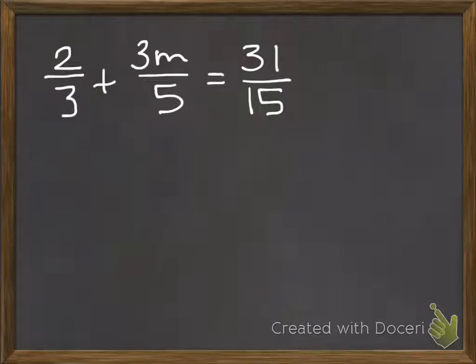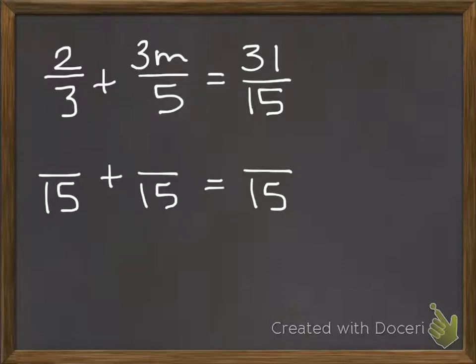Everybody knows what a common denominator is? All right, so what would be a common denominator between 3, 5, and 15? 15. All right. So what did we do to the 3 to make it a 15? Times it by 5. So what do we have to do to the numerator? Times it by 5. So what is 2 times 5? 10. Okay?